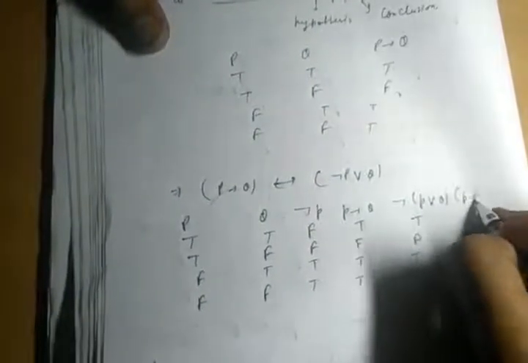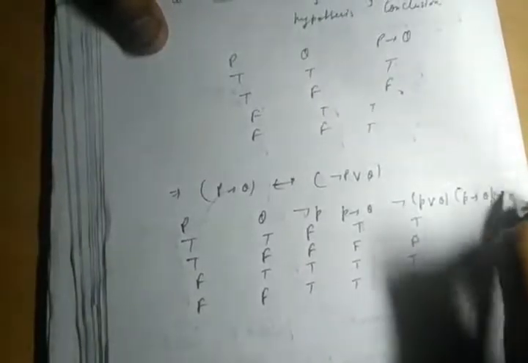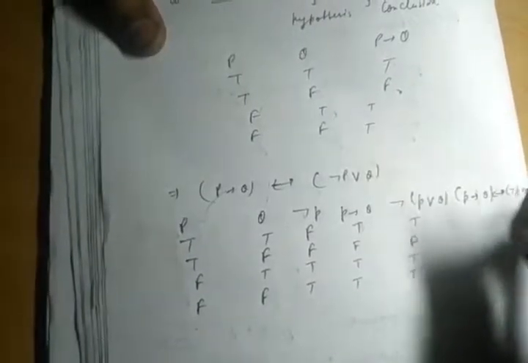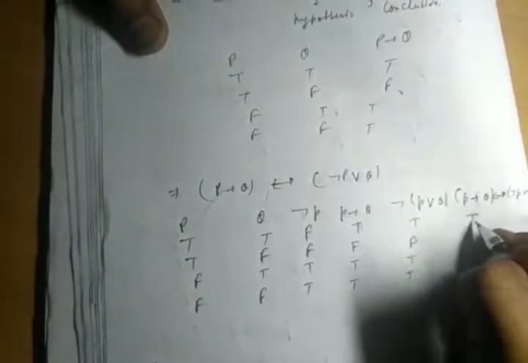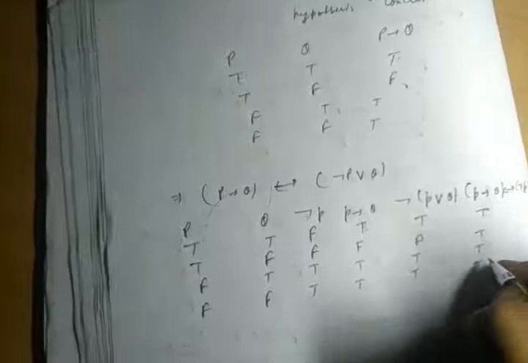P is true, true, false, false, and Q is true, false, true, false. The negation of P will be false, false, true, true. The conditional statement of P and Q will be true, false, true, true. The negation of this statement, the disjunction, will be true, false, true, true. So now what we want is to find out this statement, and it will be true, true, true, true.